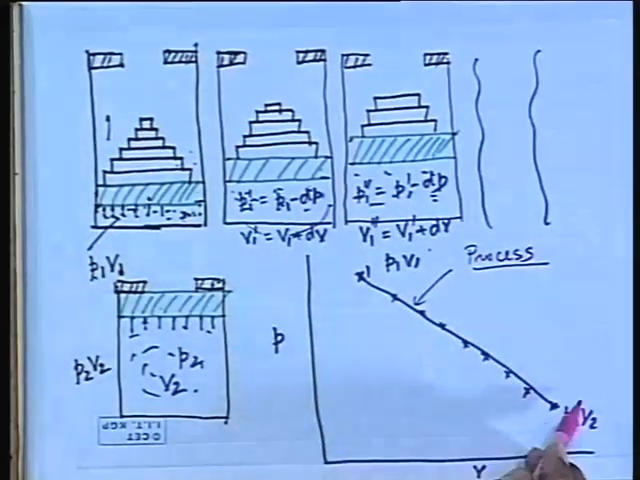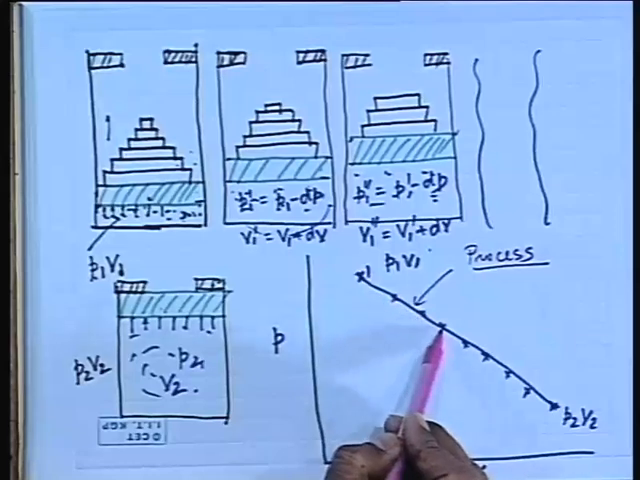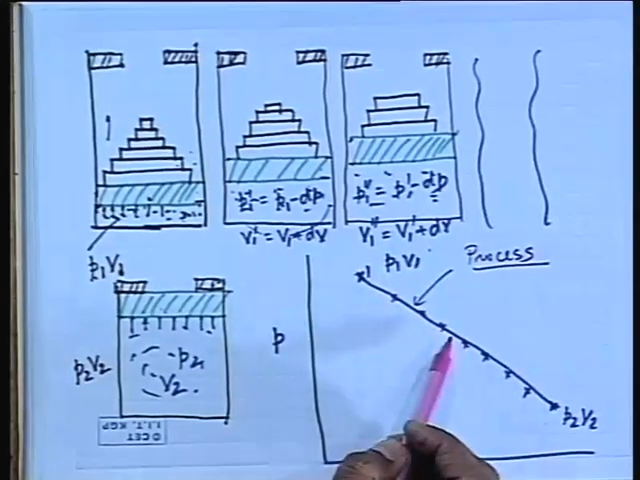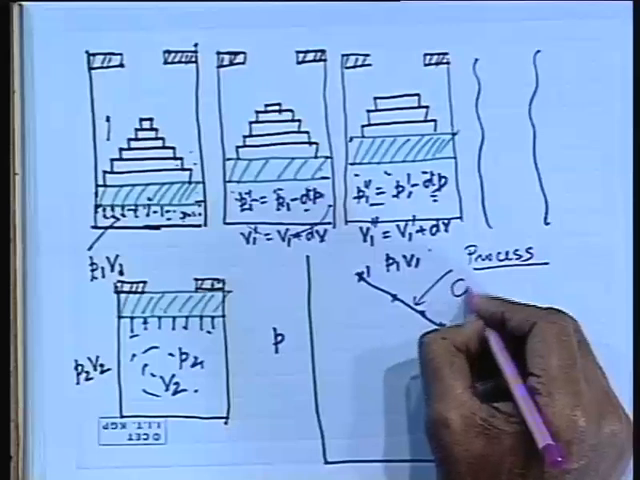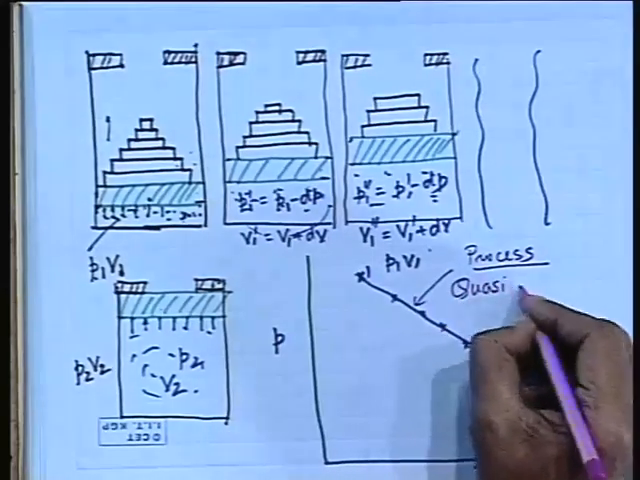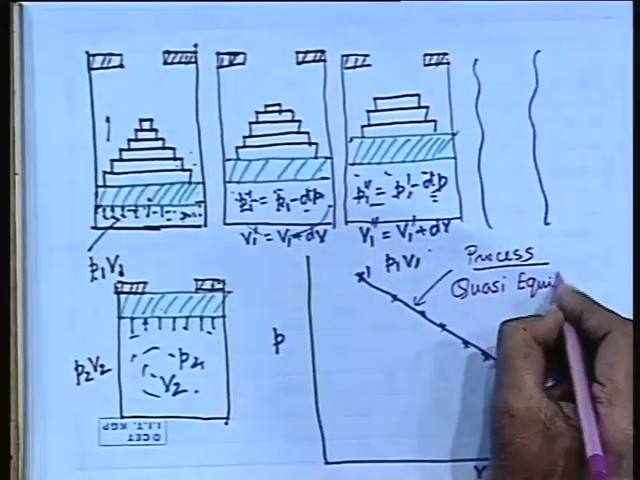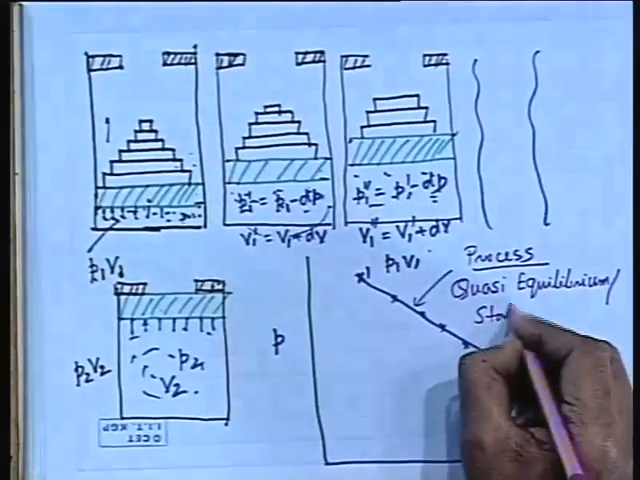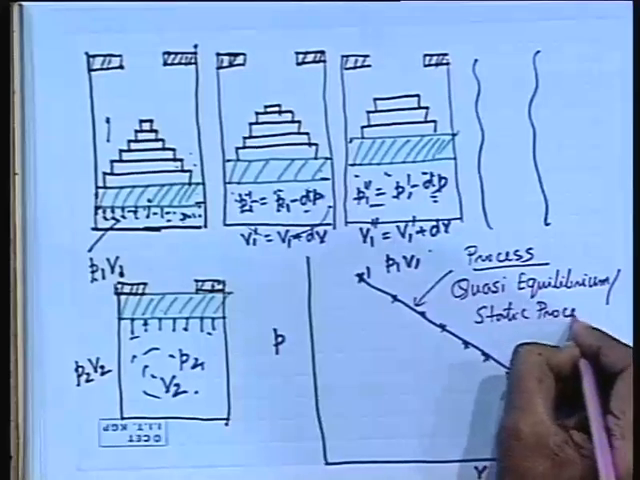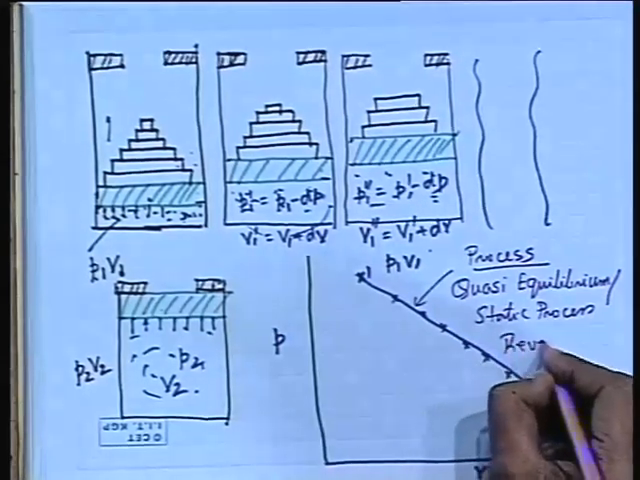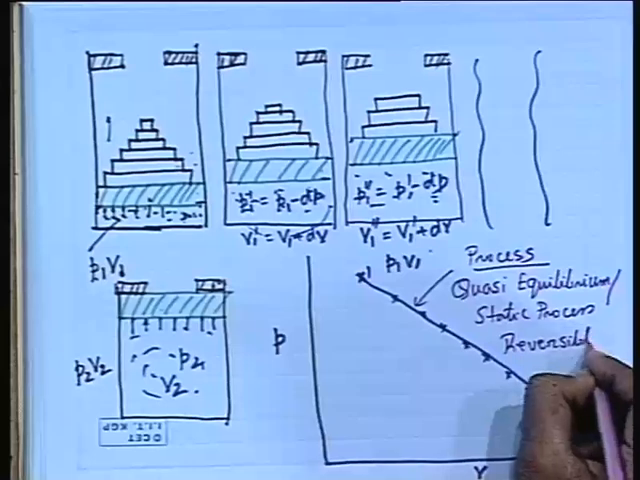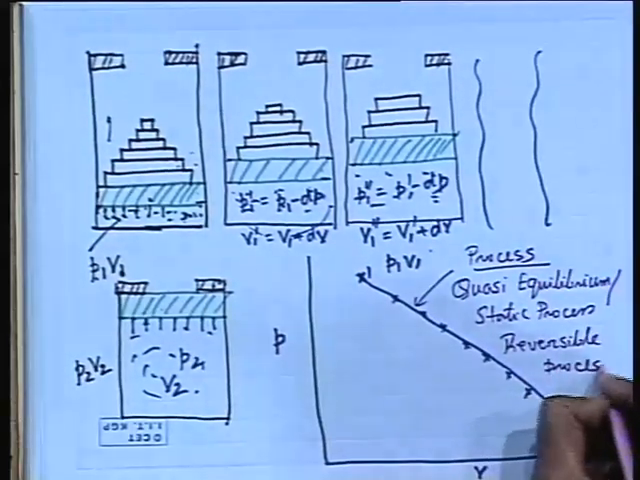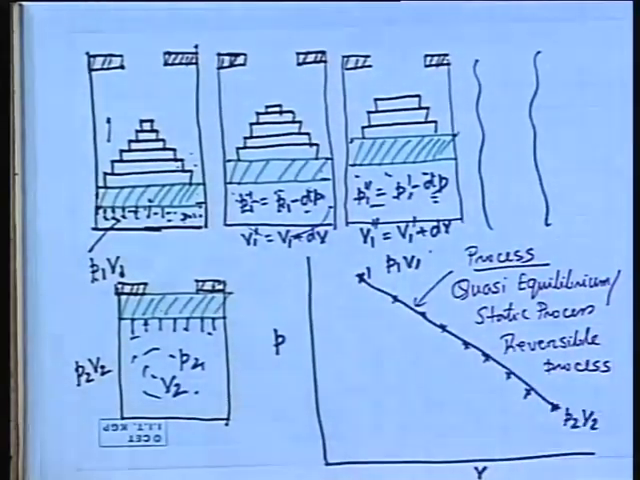So, the process can be specified provided the intermediate states, the succession states, are in equilibrium. This type of process is known as quasi, meaning almost, quasi-equilibrium or quasi-static process. I will discuss reversibility at length. At the present moment you just write that it is known as a reversible process. The concept of reversible process will come afterwards. So, one of the criteria for a reversible process is the quasi-equilibrium process.